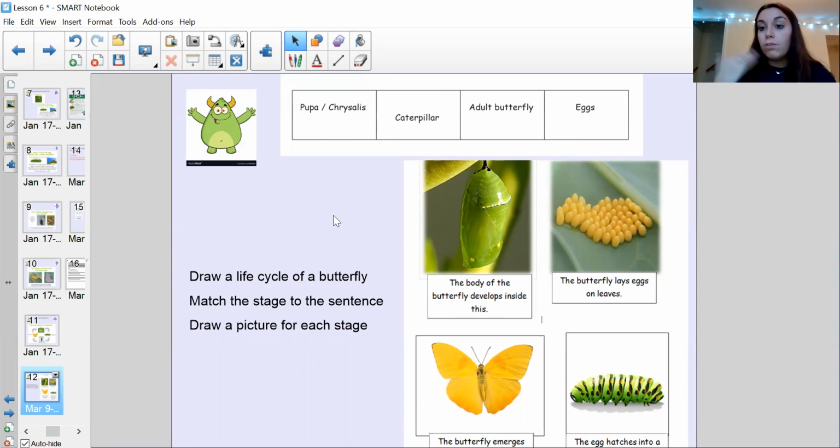So we know that they start off as small eggs. So I would write eggs, and then I would choose the egg, draw some eggs on a leaf and write my sentence: the butterfly lays eggs on leaves. And then continue to go around, remembering to put in my arrows. Now, if you are normally 1 chili, you may pause the video here and do your task.